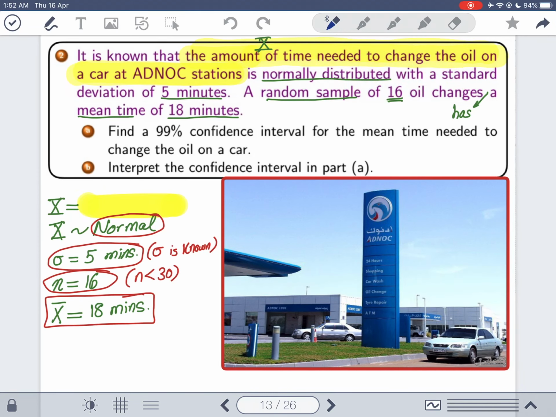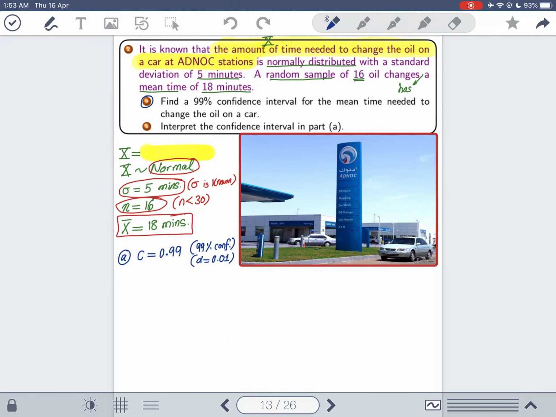The question says, in part A, find the 99% confidence interval for the mean time needed to change the oil on a car. So in part A, we need to find the 99% confidence interval. Our confidence level c is 0.99, which is what's given. Notice this also means that the level of significance alpha is 1 minus c, which is 1%. Good, so we wrote the given.